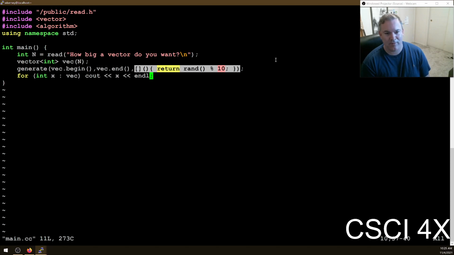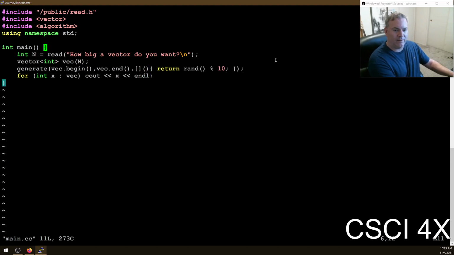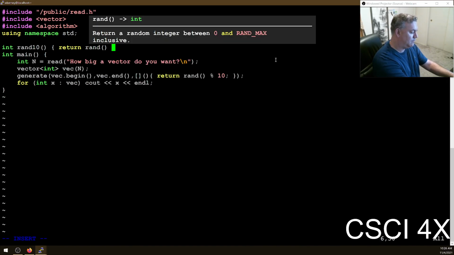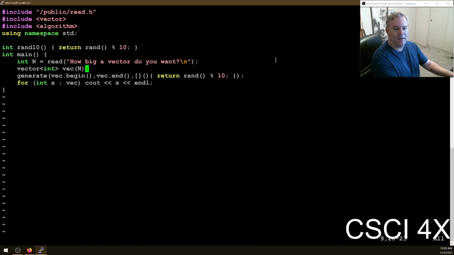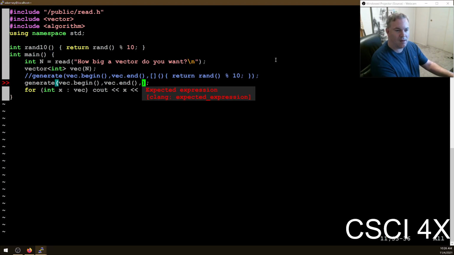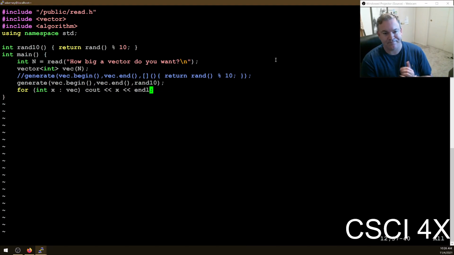What is the square bracket, smooth parentheses, things? That is something called a lambda. So a lambda is an anonymous function. If I wanted to do the same thing, I could do this: int rand10, return rand. I could have done this, and it would do the same thing.